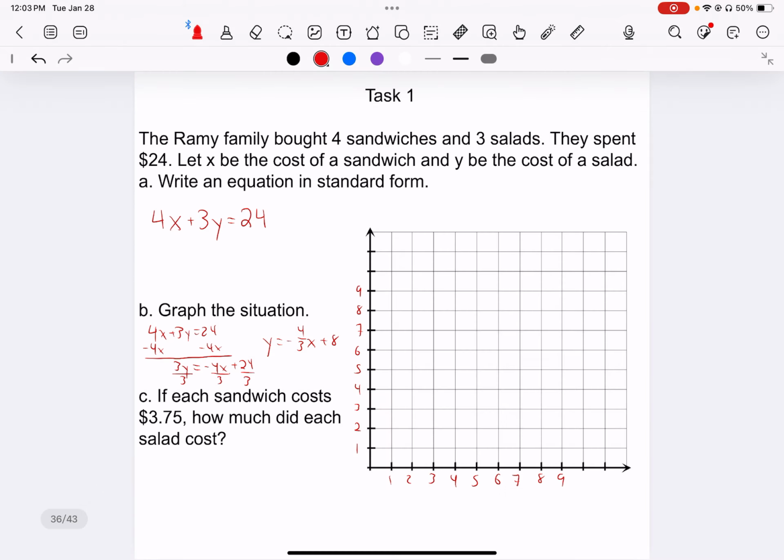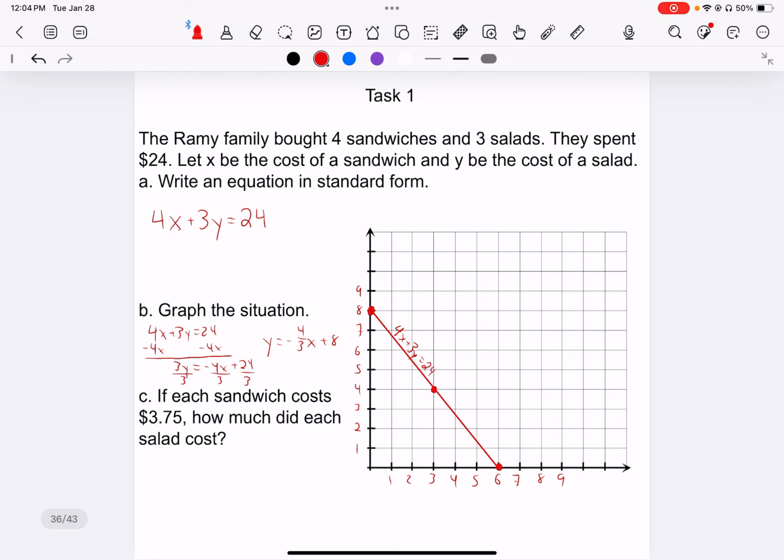So now for my graph, I'm going to begin at 8 on the y-axis, and now I'm going to move down 4 over 3. Down 4 again to the right 3. And now since my x and y is the price, it can be a decimal, so I'm going to connect my points with a straight line. But I'm not going to have arrows because I cannot go into the negatives for money. And then I have to make sure I label it. So I have 4x plus 3y equals 24.